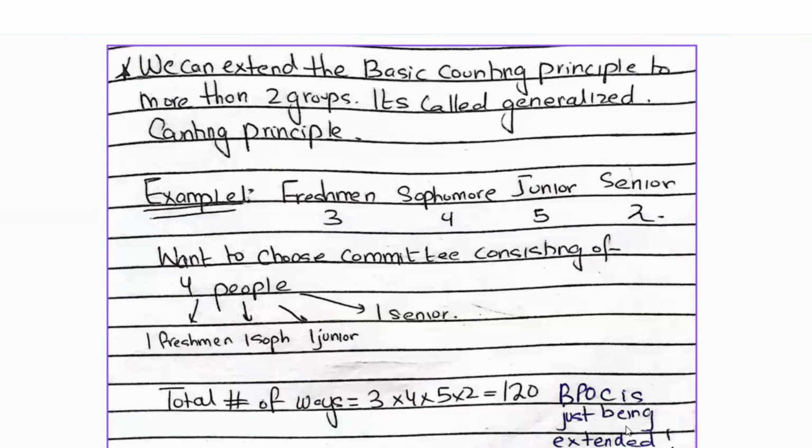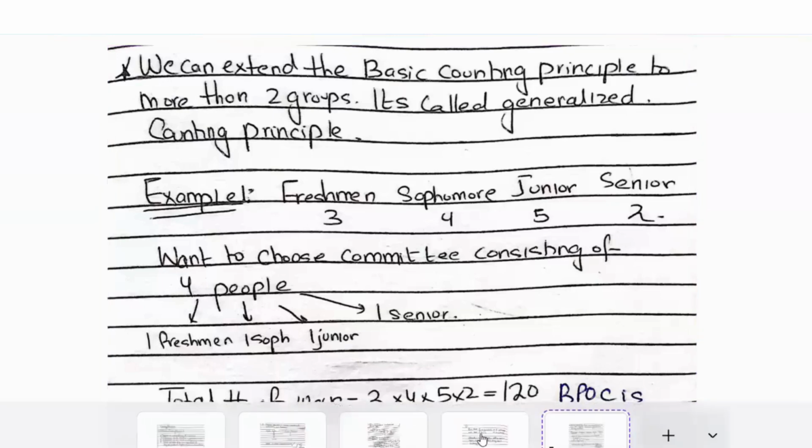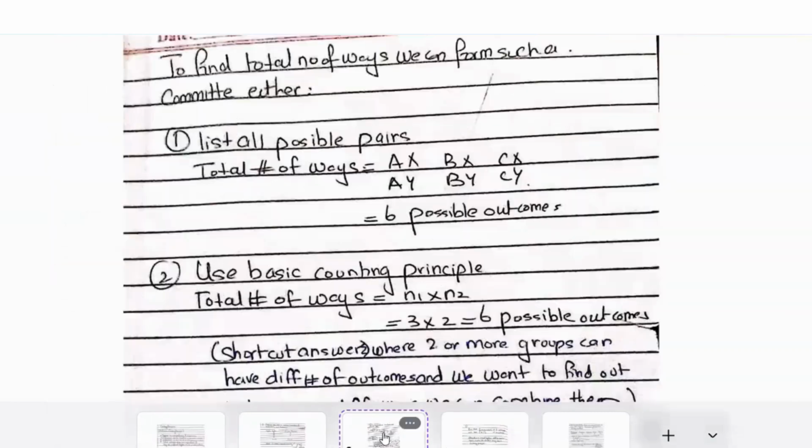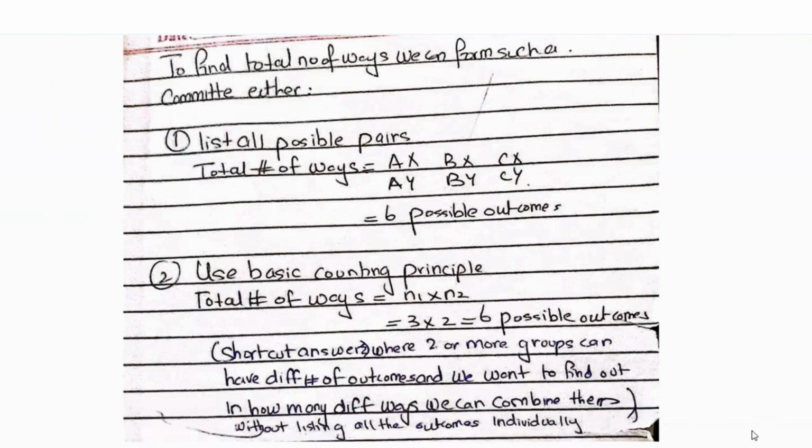So the generalized counting principle is a shortcut where, for 2 or more groups with different numbers of outcomes, it allows us to find the total number of different ways we can combine them without listing each outcome individually. We can apply the counting principle. So you don't have to list every possible pair. You can simply use the counting principle as a shortcut to find the total number of ways in which you can do multiple experiments together if you combine them.